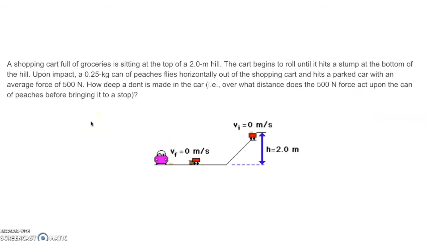We got a shopping cart full of groceries sitting on the top of a hill. It begins to roll until it hits a stump at the bottom of the hill. Upon impact, a 0.25 kilogram can of peaches flies horizontally out of the shopping cart and hits a parked car with a force of 500 newtons. How deep a dent is made in the car? Over what distance does the 500 newton force act upon the can of peaches before bringing it to a stop? So that's what we're trying to find. So we have this information all here, and here's the picture. Interesting problem.